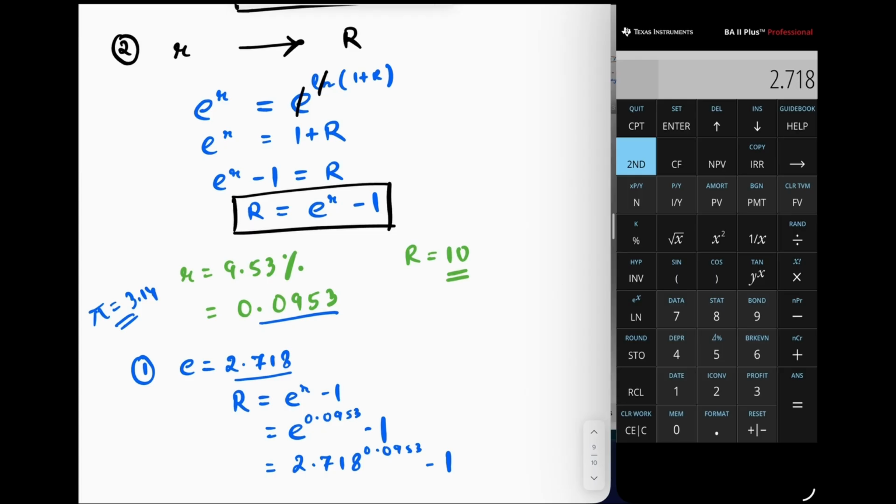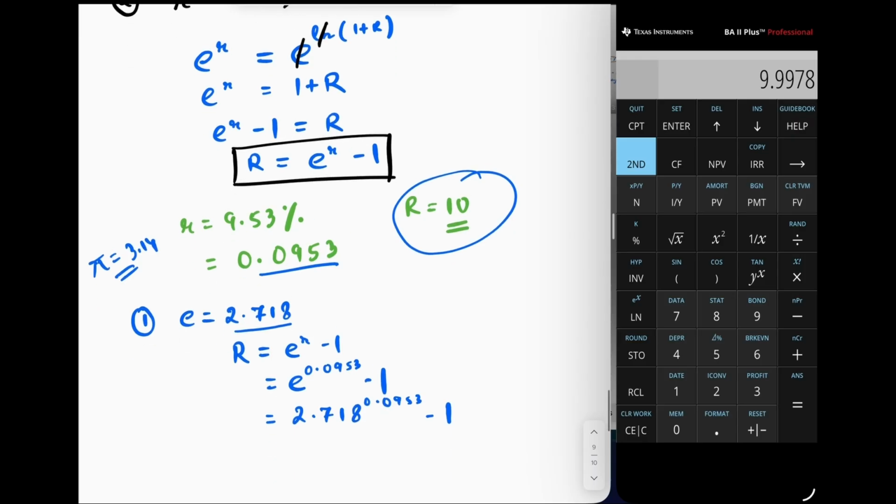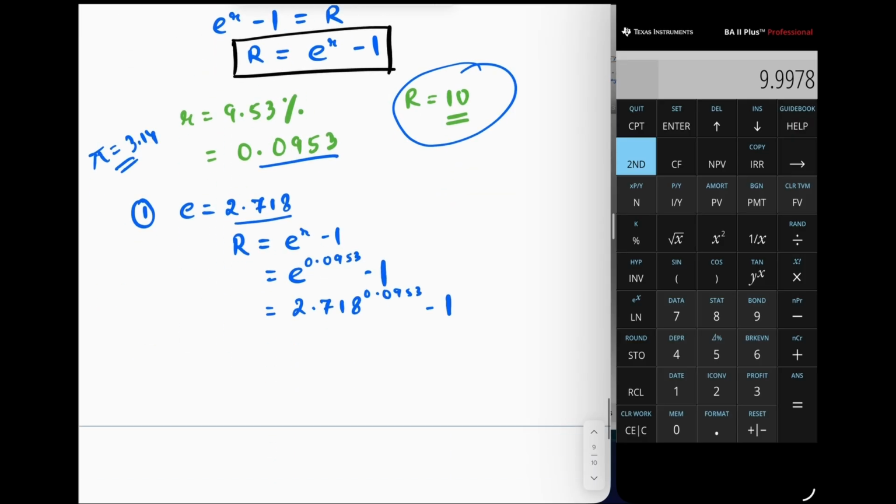Let's just plug in 2.718, y to the power x. I'll tap it, then tap 0.0953, and then I do minus 1, which comes out to be 0.10. This is what exactly we are getting. If I want to change into percentage, multiply by 100. So 9.99, which is like 10 percent. This is the first way to calculate.